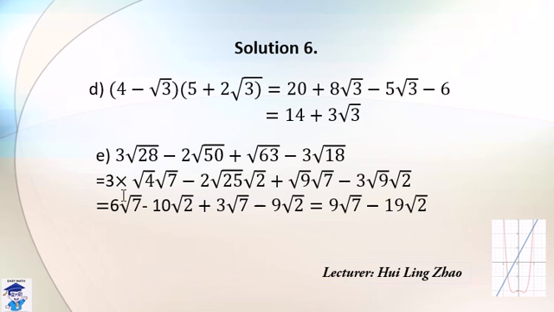So you can get this first term: 2 times 3 is 6, so it is 6 times the square root of 7. The second term is 2 times 5, which is 10, so it's negative 10 times the square root of 2. And the third one is 3 times the square root of 7. The last term is 9, negative 9 times the square root of 2.